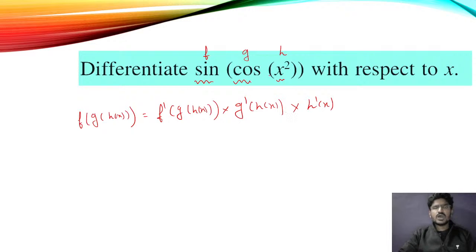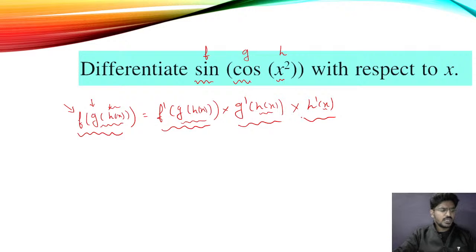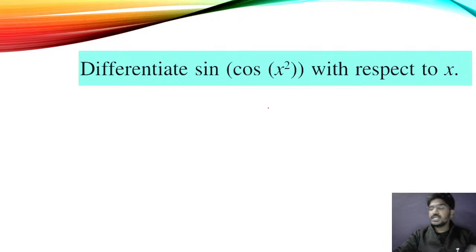So here you have three functions. So you have to differentiate with this particular formula. Please remember it. Whenever you are differentiating f, the g of h of x term will be as it is in the variable. Whenever you are differentiating g, h of x will remain as it is. Whenever you are differentiating h, the x term will be your variable. Clear? So now let us simplify it.